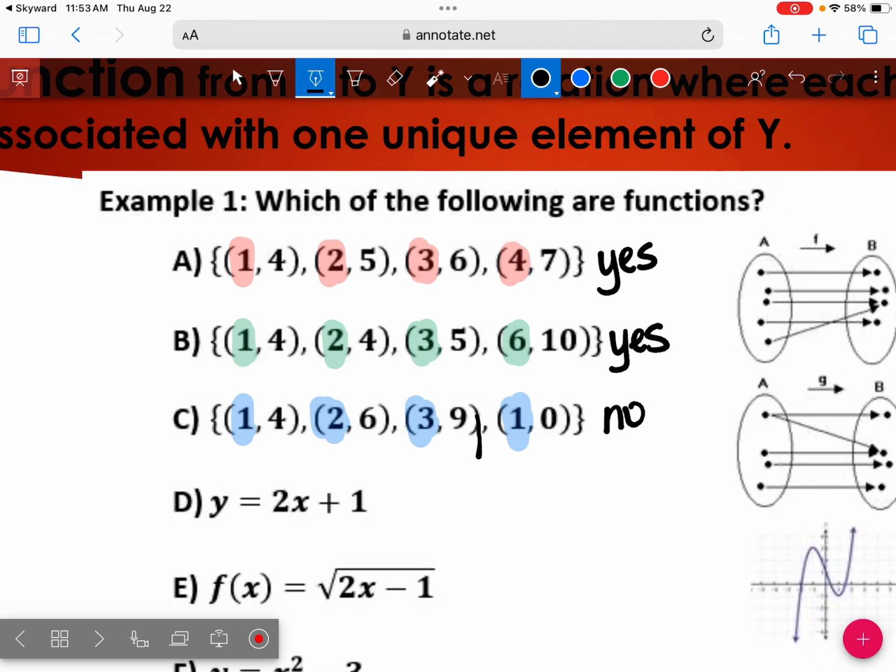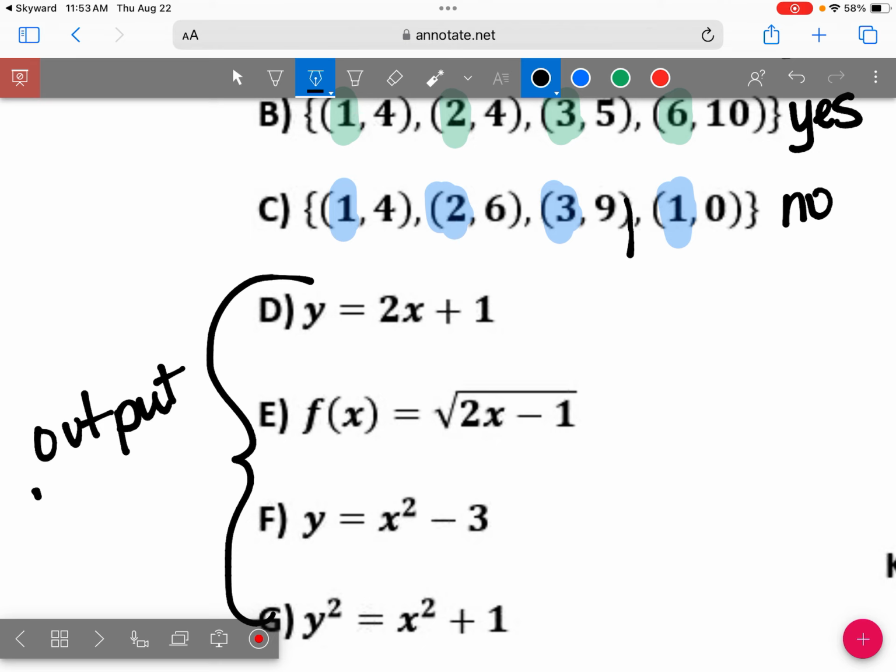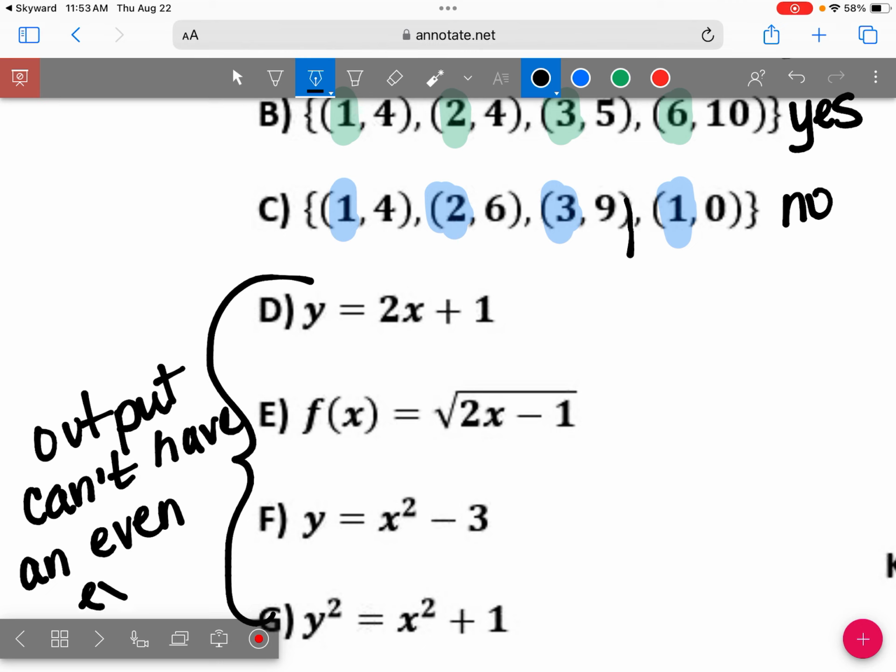When you're looking at an equation, to determine if it is a function, your output, so for these 4, the output can't have an even exponent. So that's a pretty simple rule. I mean, you could make a table, but that's taking a lot of time. So the main thing is you're going to look at the output, and remember the output is Y. X is input, Y is output.